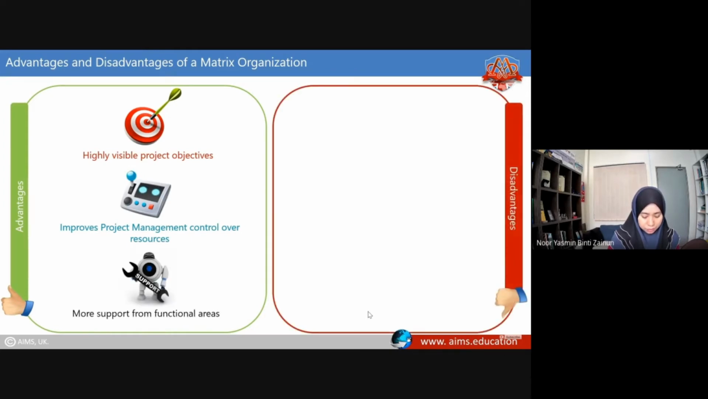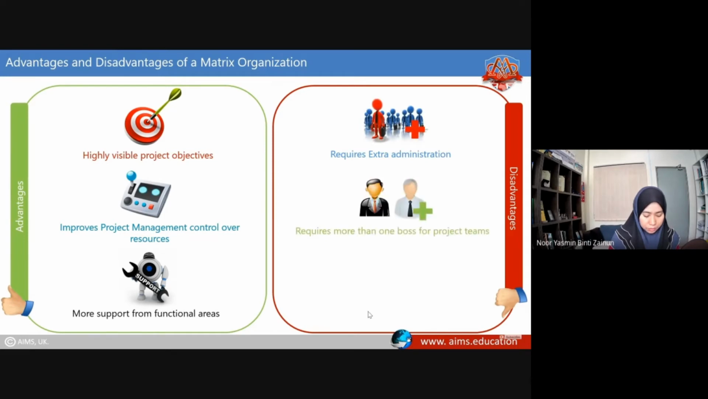The disadvantages of a matrix organization are as follows. It requires extra administration. It requires more than one boss for project teams. It is more complex to monitor and control.